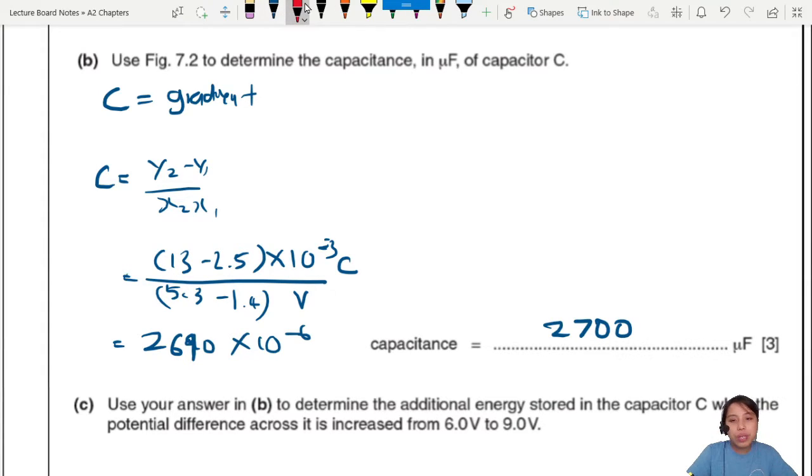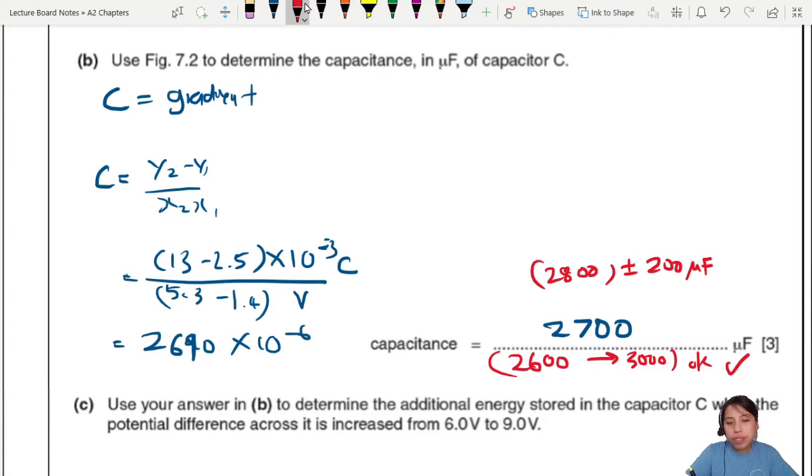Now if you check the mark scheme, the true value, the actual best fit line, is 2800. But they allow a range of plus minus about 200 microfarad. So if your answer is between 2600 to 3000, you would be okay. It's a pretty big range to get your final A1 mark.